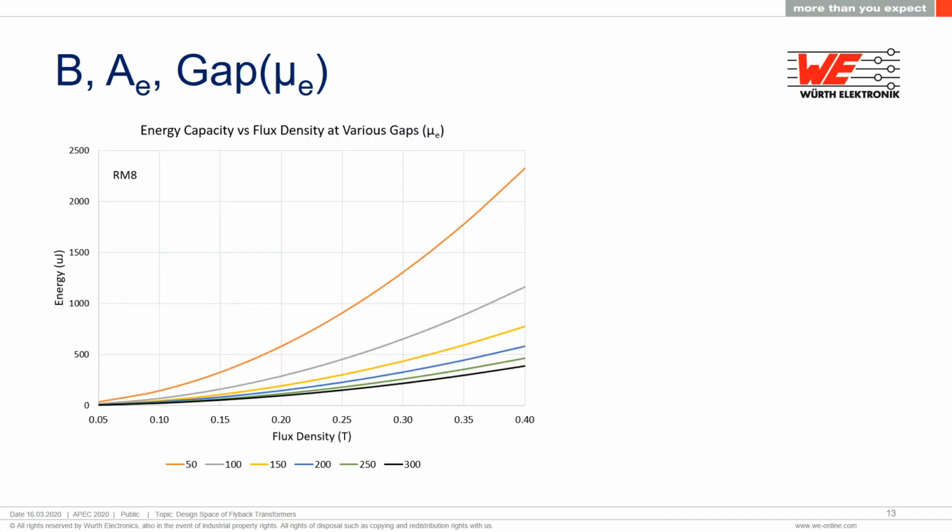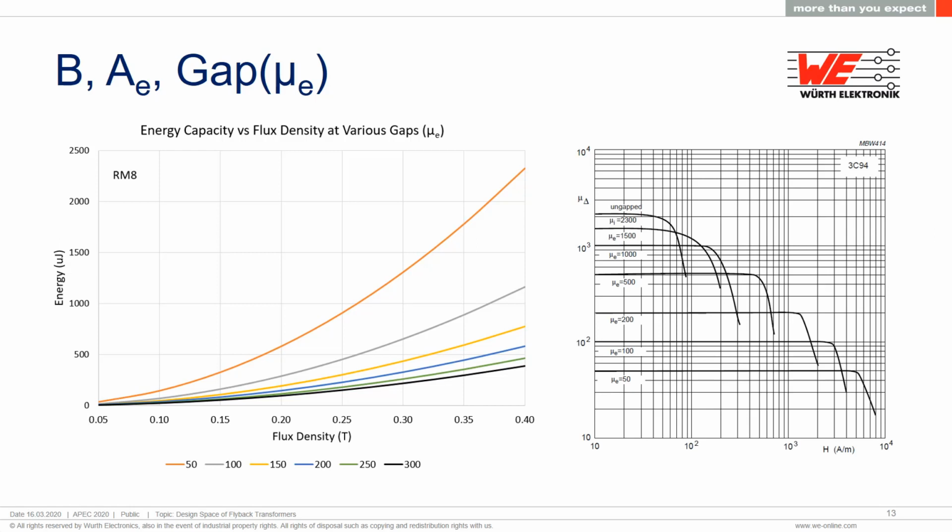Here's a chart that illustrates the idea using an RM8 core as an example. This fixes the cross-sectional core area. Across the horizontal axis, we have increasing flux density, and the vertical axis is energy. Each of these lines represents a different AL. A larger gap has a smaller AL. You can see the exponential component in the curvature of the lines. As the gap increases and as the flux density increases, there's a large increase in the energy capacity of the core.